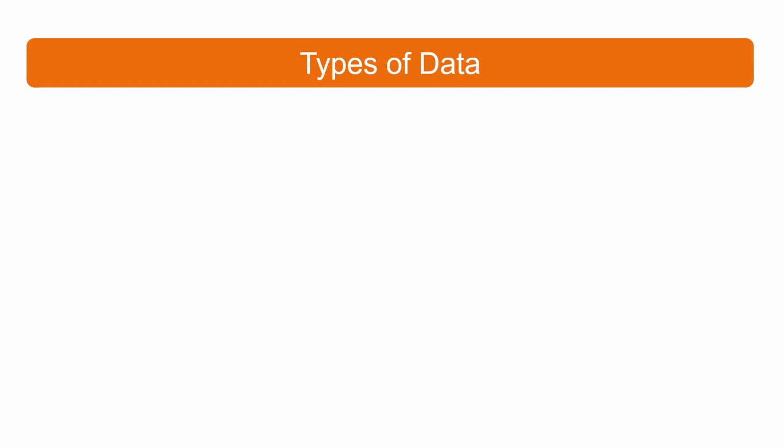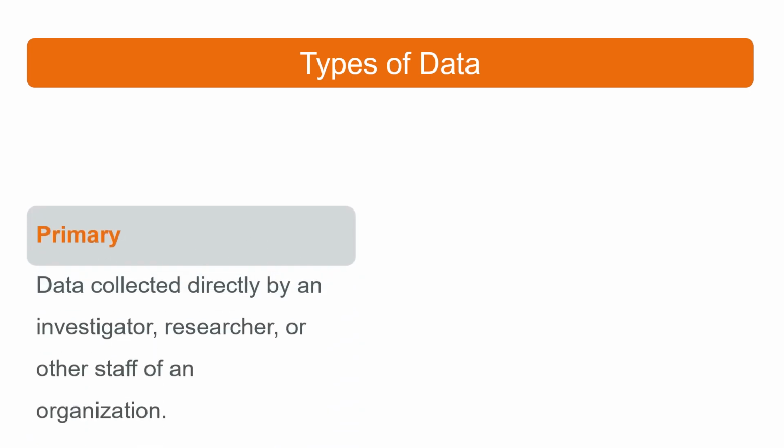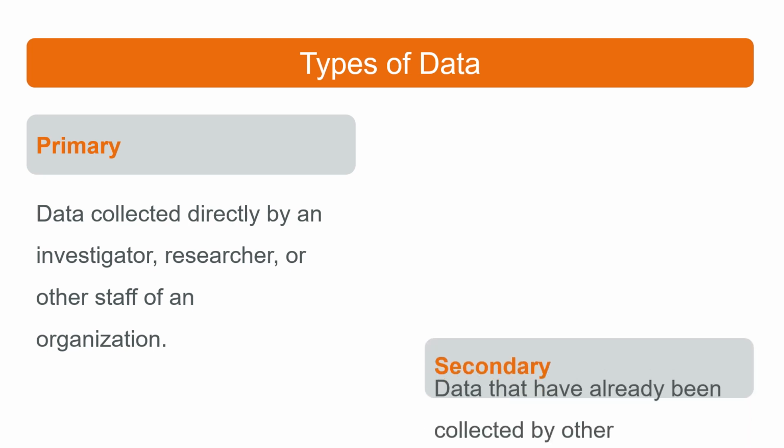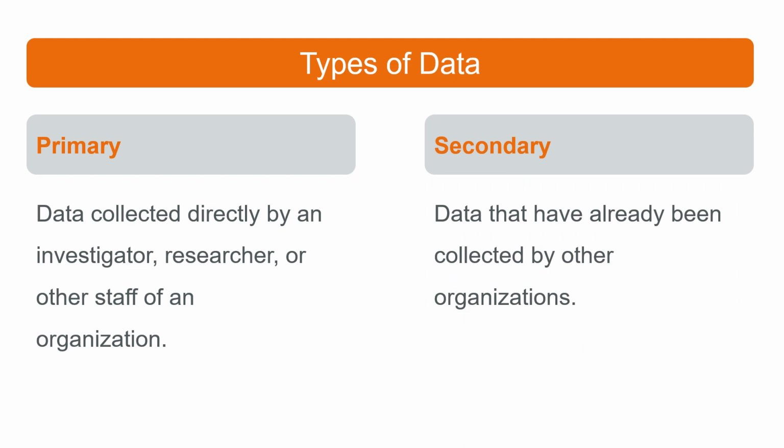Now that we've recapped how we use data collection in our strategic planning process, let's talk about different types of data we may be dealing with. First is primary data, which are data collected directly by an investigator, researcher, or other staff of an organization. We may also be dealing with secondary data, which are data that have already been collected by other organizations.